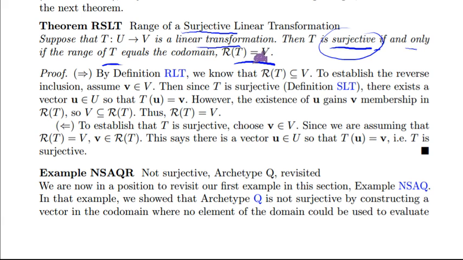And to show if and only if, you show that if it's surjective, then the range is the codomain. If it's surjective, then for any v, we can find u such that T of u is equal to v. So that means that the range must include all of the vectors in the codomain. On the other hand, if the range includes the codomain, for any v we can find a u such that T of u is equal to v. So this is a very simple proof.